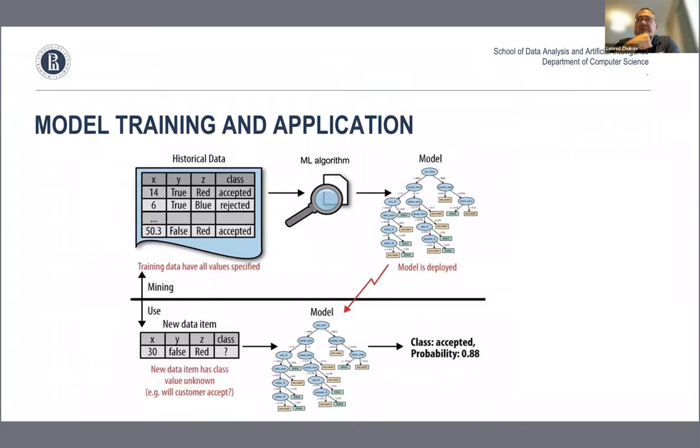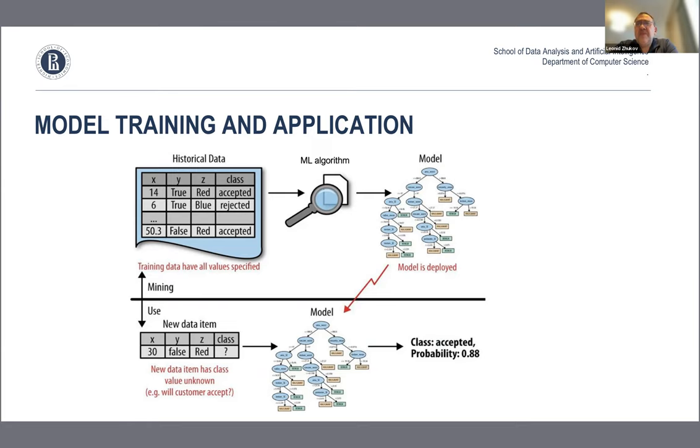Here is a very simple example. When we want to train a model, we usually give the model some data, and in this case the data is in the form of a table. Often we talk about this as historical data, so data that has been previously collected. The algorithm looks at the data, searches for patterns, and creates a model. In this case, the model is a tree. The tree has been created in such a way that it satisfies the historical data, and is trained to predict whether something is going to be accepted or rejected, the class.